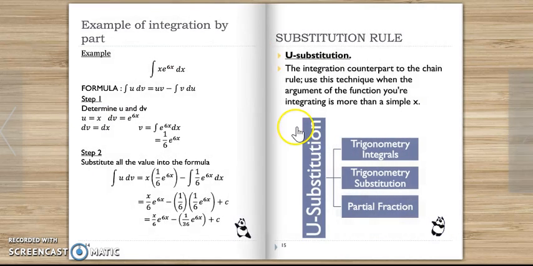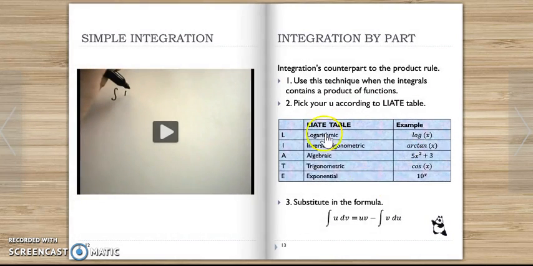So how about we see an example? If you want to do an example of integration by parts, first, the formula. It is important to know the formula so it is easier for you to solve. The formula: integral of u dv equals uv minus integral of v du. First determine the u and dv. Remember our previous table.